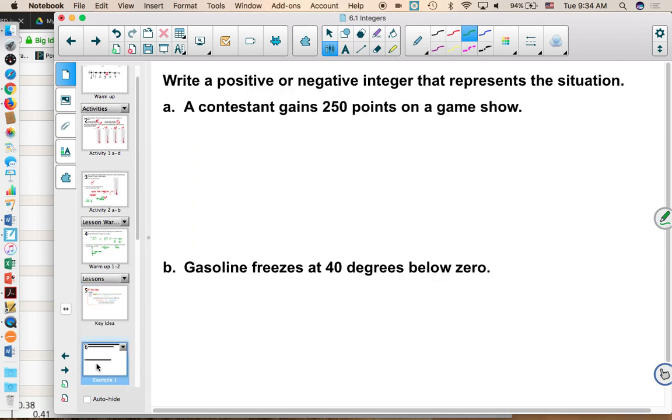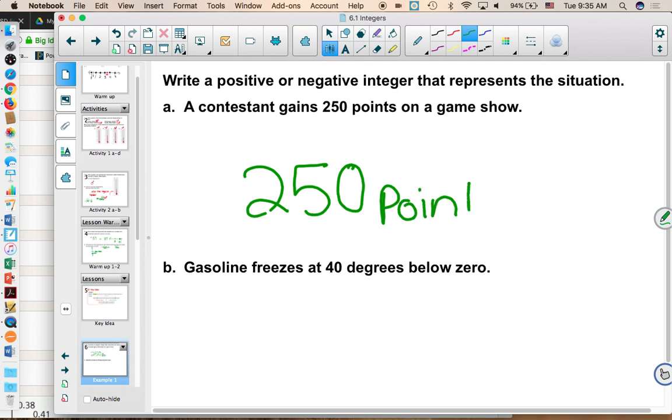All right. Write a positive or negative integer that represents the situation. Go to the board. Do A. Everybody do A on your paper. A contestant gains 250 points on a game show. Write the integer that represents that.